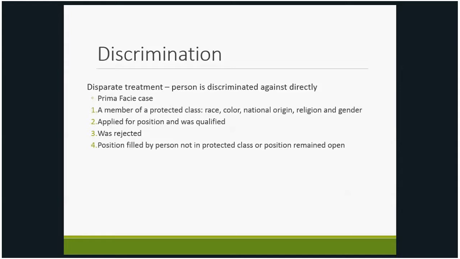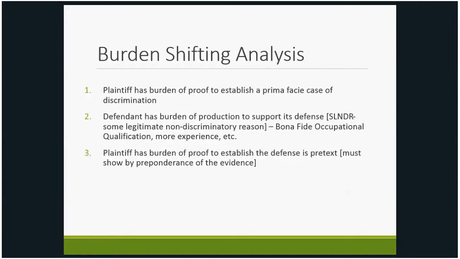And then fourth, the position has been filled by a person who's not in a protected class or the position remains open. So on a prima facie case, in order to bring a claim of discrimination, the first element has to be a member of a protected class, either race, color, religion, gender, or national origin. You applied for a position, were qualified for that position, you were rejected, and the position was filled by a person not in a protected class at all, or it remained open. That was disparate treatment.